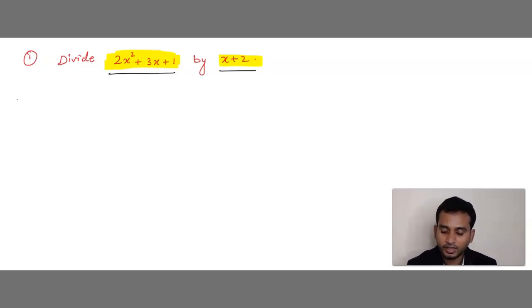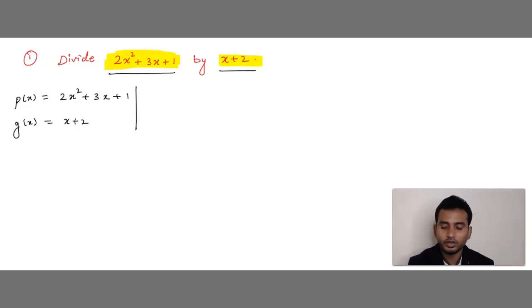So first we write p of x. Solution: p of x is 2x square plus 3x plus 1. And what is g of x? g of x is x plus 2. Now we have to divide this. If p of x was 6 and g of x was 2, we could directly say 2 threes are 6, so the answer is 3. Done. But here we cannot divide like this directly. So to divide this type of expression, we follow this method.